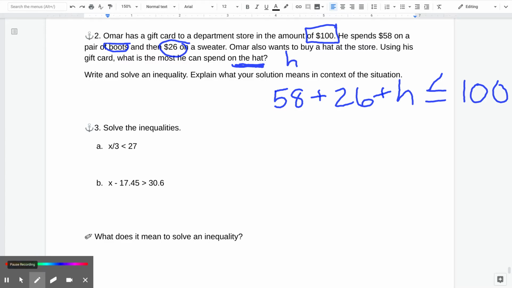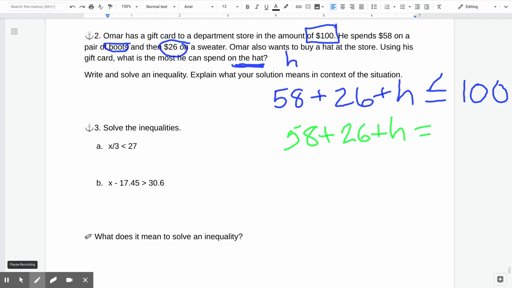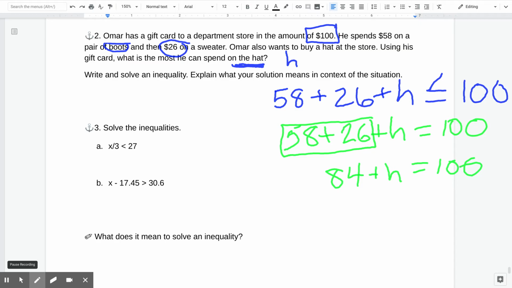So I've changed colors here, and I'm going to write this as an equation. I have 58 for the boots and 26 for the sweater, and then the amount of the hat, and then let's assume he spends the full amount and spends $100. I'm going to simplify this first by noticing that I can combine 58 and 26, and that's going to give me that we know he spent $84 already, plus the amount of the hat, and that has to equal $100 or less, as we saw up there.